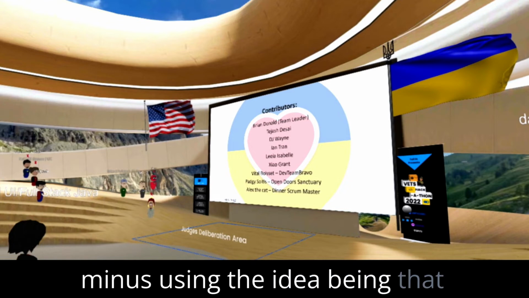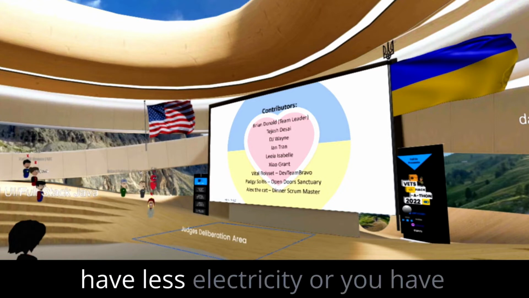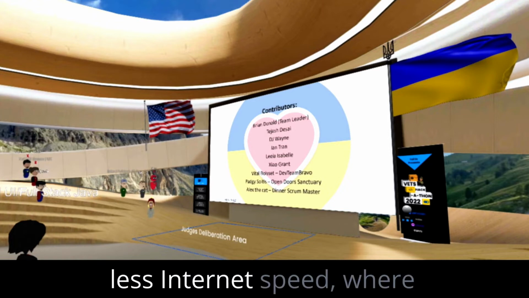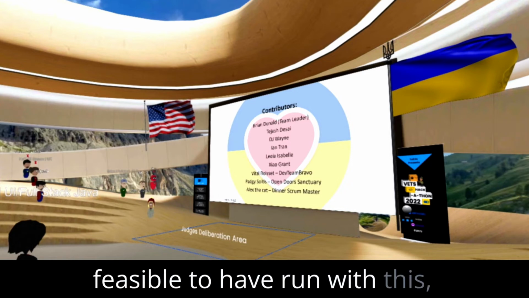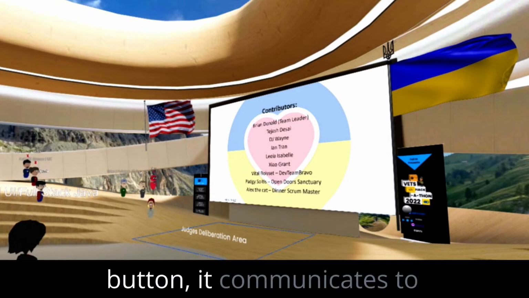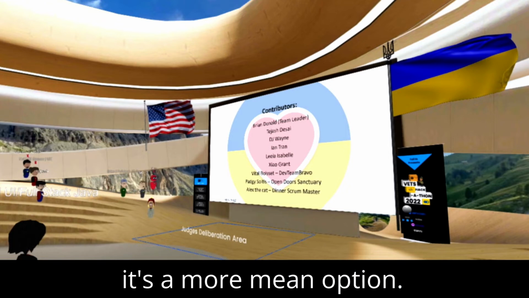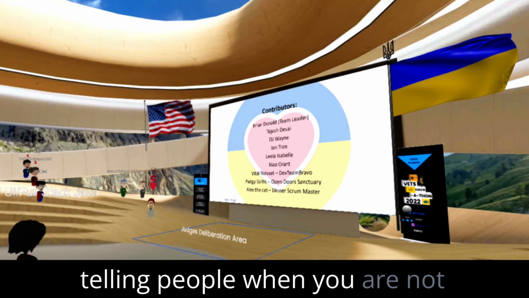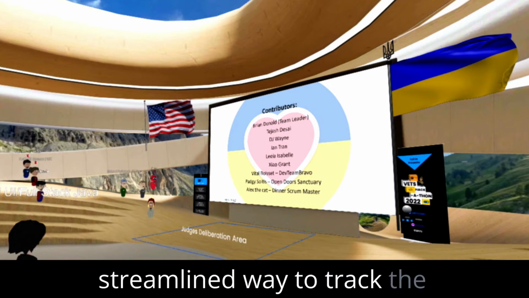But the idea being that if you are in an area where you have less electricity or less internet speed, where WhatsApp or other group chats are infeasible to have running, you just open it up, press the button, and it communicates to everybody in your network that you're okay, you're safe. So it's a more lean option in that sense. It hinges more on telling people when you are not okay, as opposed to a group chat where you have to message everybody and keep track of everything. It's just a more streamlined way to keep track of the number of people at a given time.